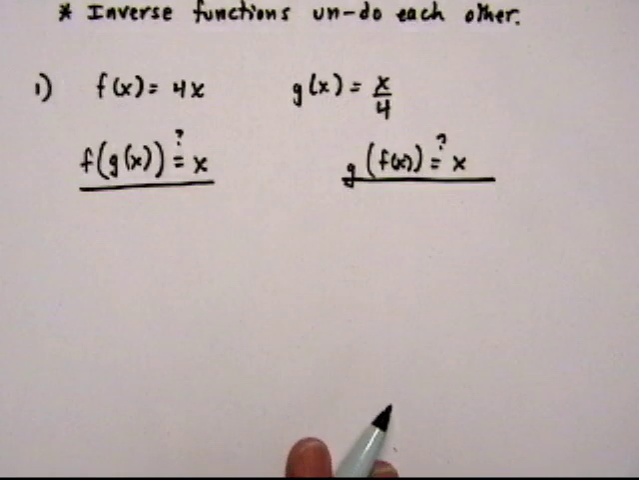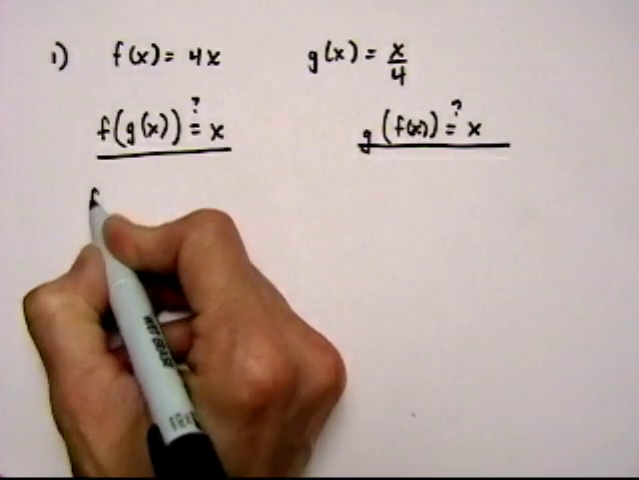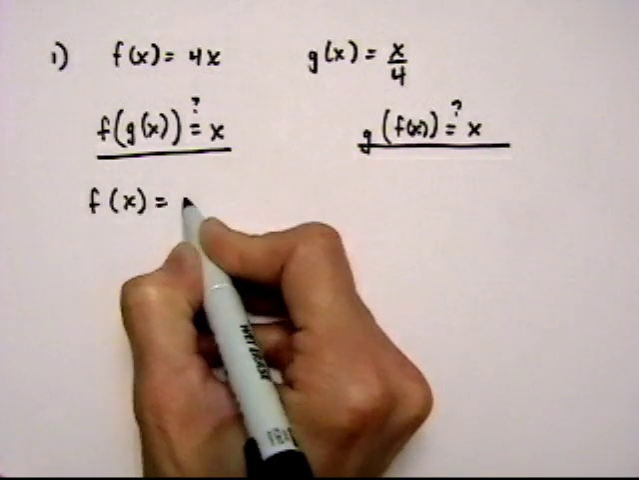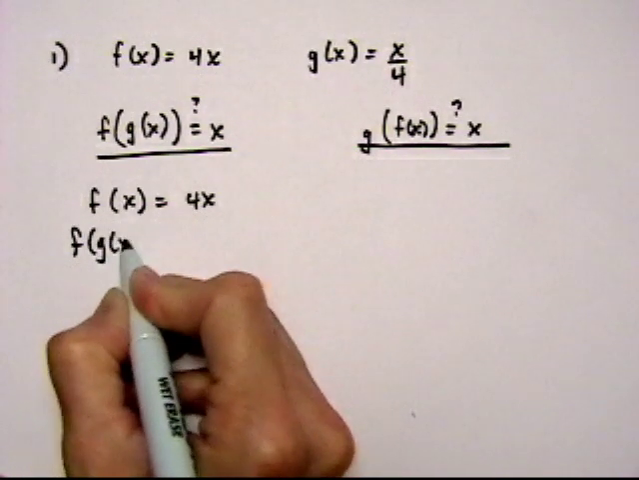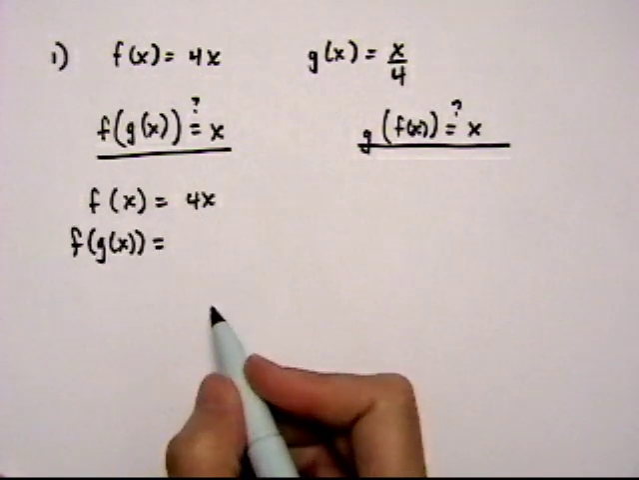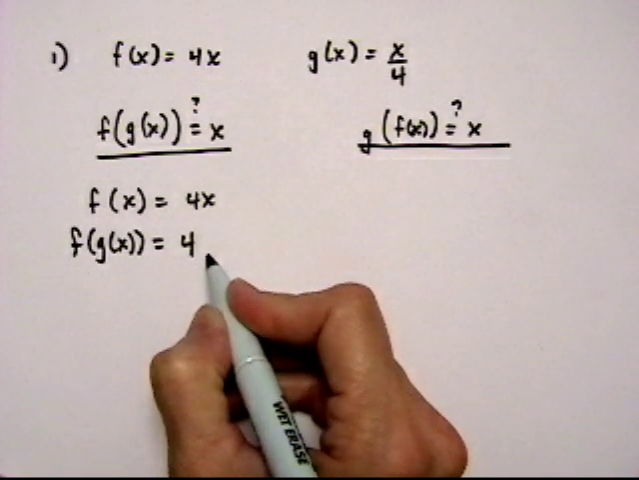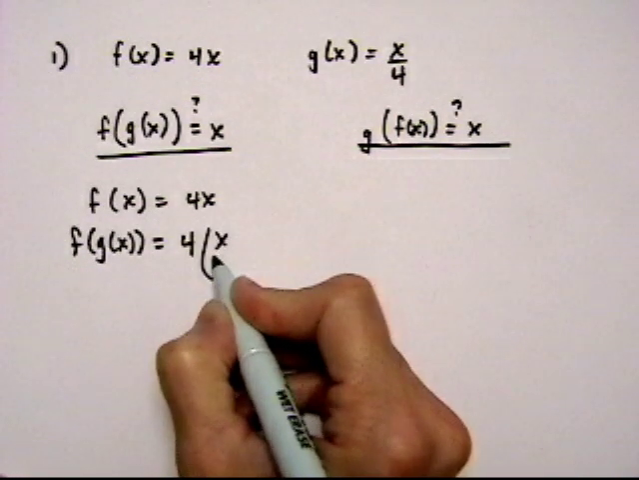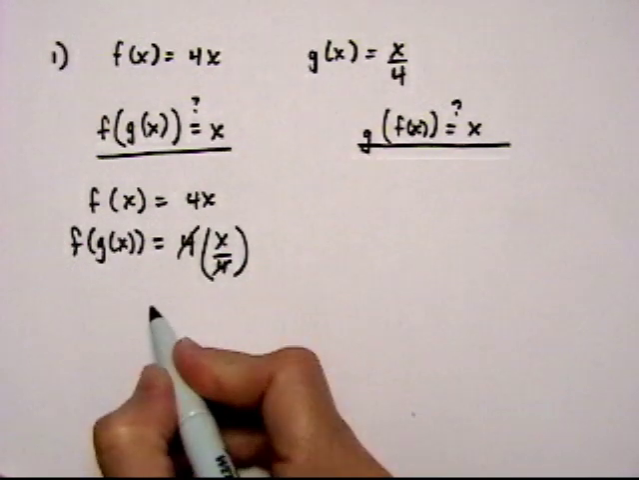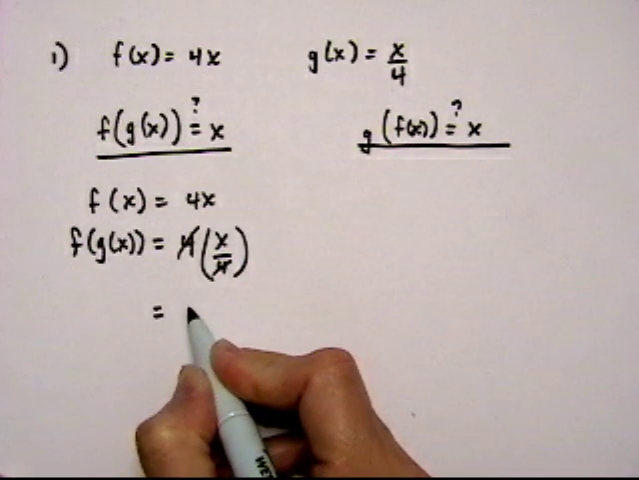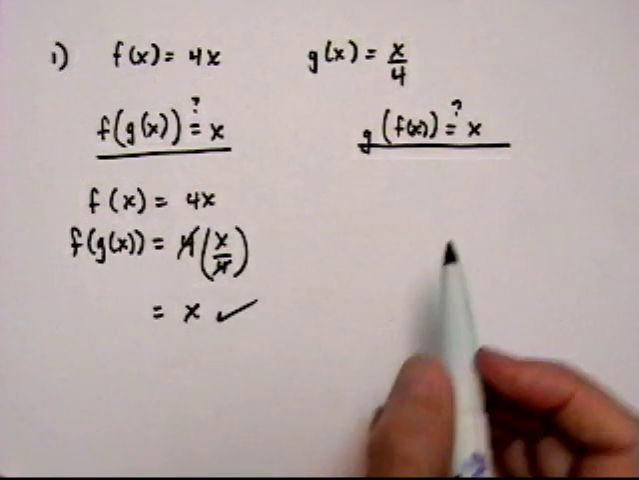So let's go ahead and start with f(x). f(x) is 4x, and now f(g(x)) is equal to, and we will replace the x by whatever g(x) equals. So that's 4 times g(x), which is x over 4. The 4's cancel out, and we get f(g(x)) is equal to x. So yes, that one checks out.